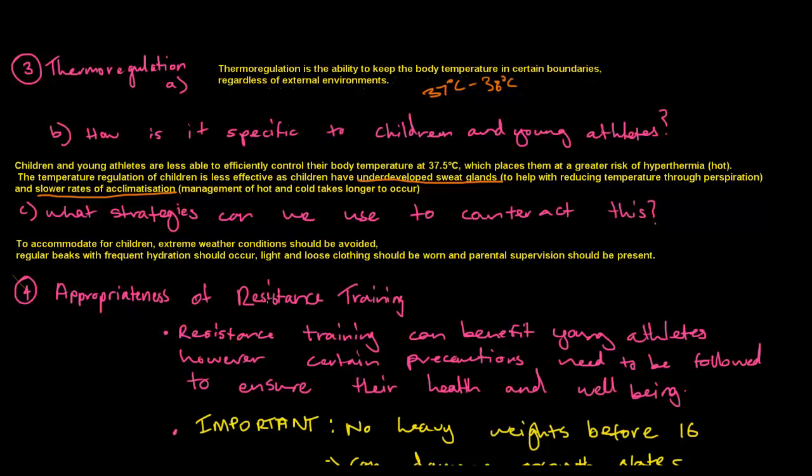There are some very simple strategies that we can use. Number one could be just to accommodate the children. So in extreme weather conditions, we should avoid them completely, or we can have regular breaks and frequent hydration should occur, as well as something like wearing light and loose clothing, just to make sure that not that much heat is taken in, whereas it can be reflected out. Additionally, parental supervision should be present.